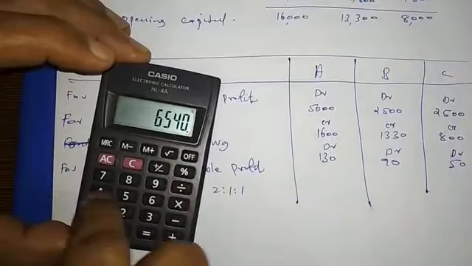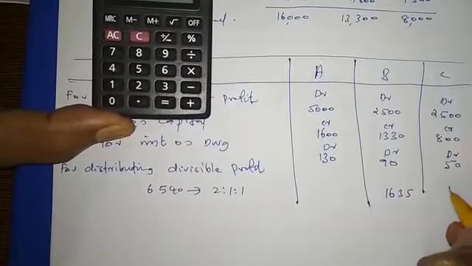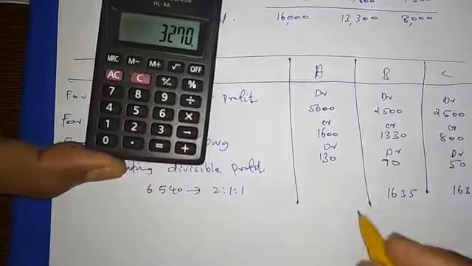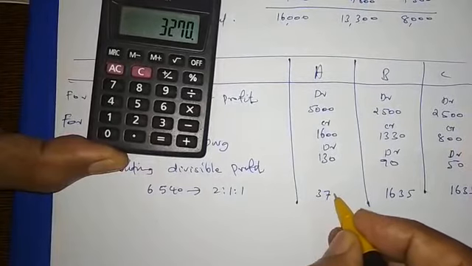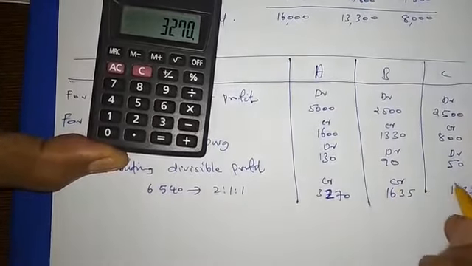This is divided by 4. So here 1,635, 3,270. This we are crediting.